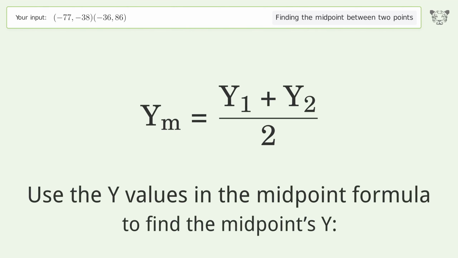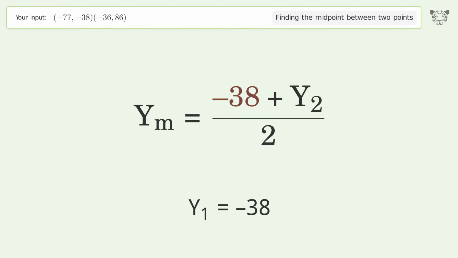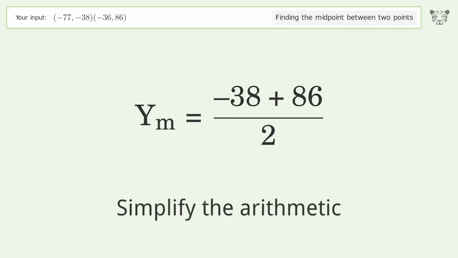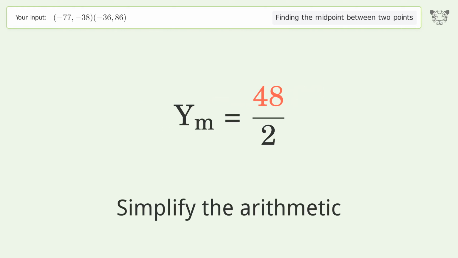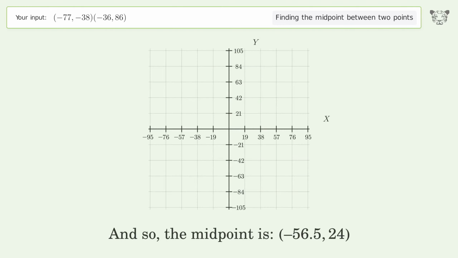Use the y values in the midpoint formula to find the midpoint's y. y1 equals negative 38. y2 equals 86. Simplify the arithmetic. And so, the midpoint is negative 56.524.